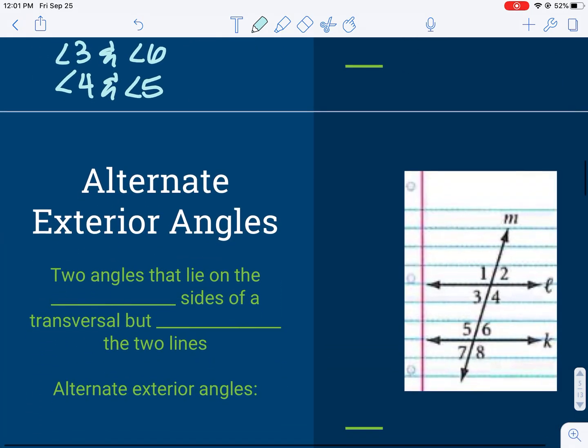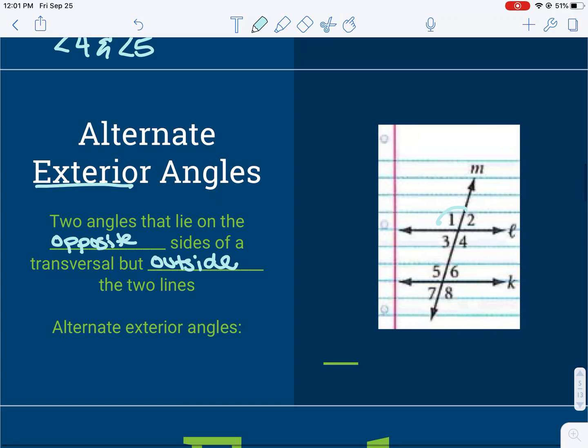My alternate exterior angles then are just the same thing, two angles that lie on the opposite sides of a transversal. But this time exterior tells me it's outside the two lines. So I could have angle 1 and angle 8. And I could have angle 2 and angle 7.